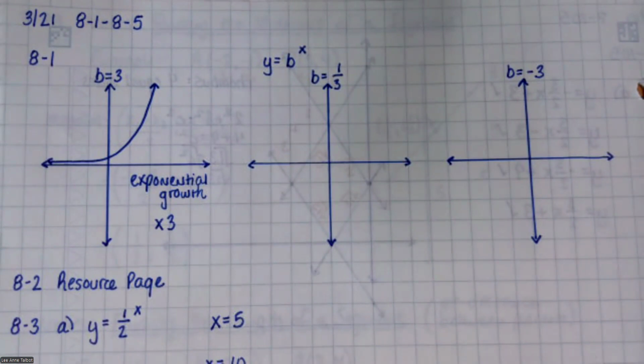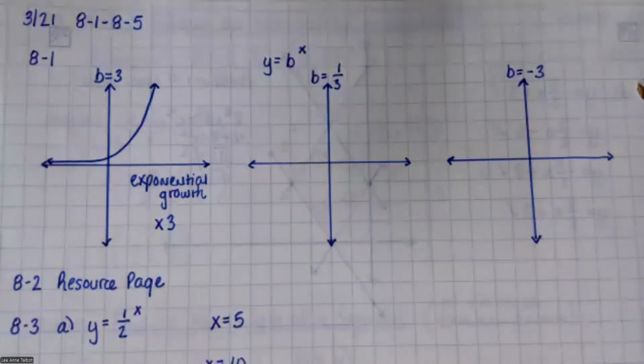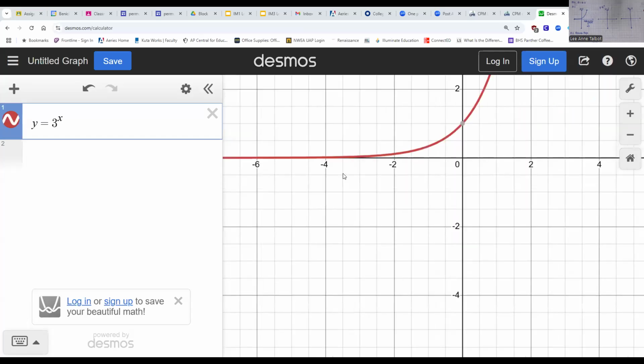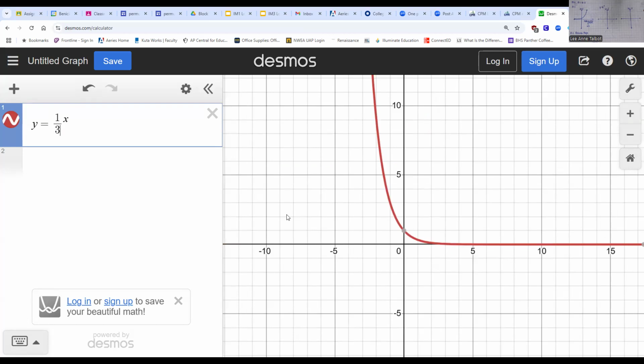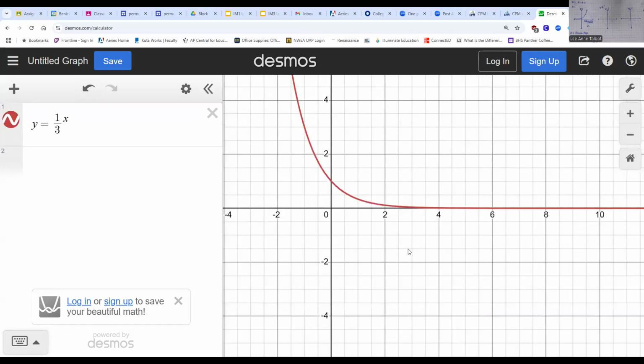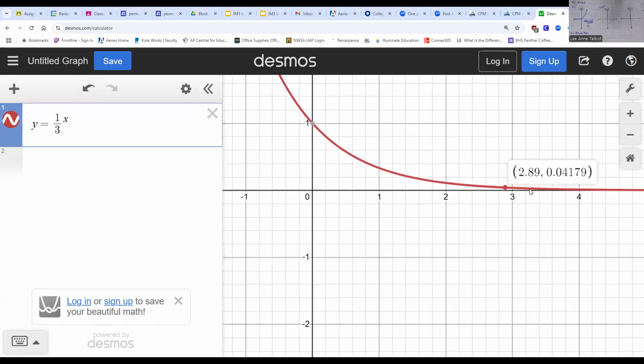Okay, now we're going to see what happens when we have a multiplier of 1/3 instead of 3. So I'm going to go back to Desmos, and I'm going to change this 3 to be 1/3. And look, it's pretty much exactly the same graph. It's just decreasing instead. And I want you to do exactly the same thing you did before.